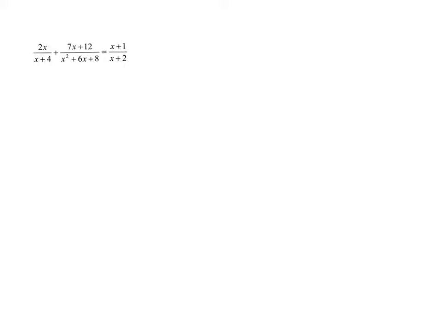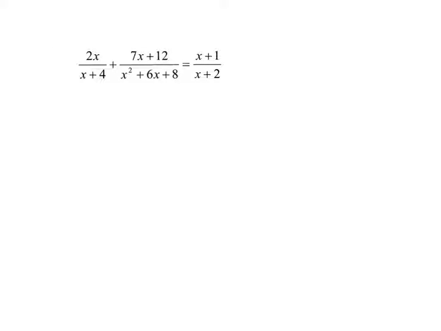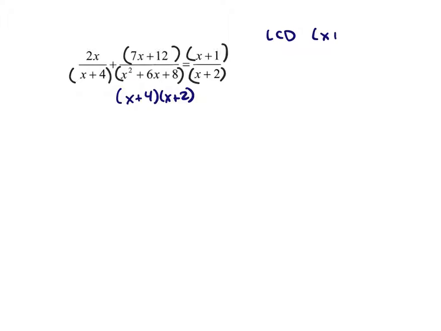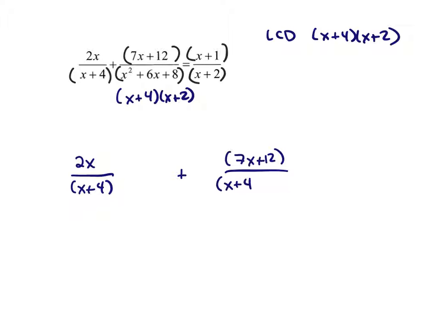Let's look at one more. Same idea here. So if I put these all in parentheses, every binomial, and I'm going to keep doing that. I think that's a good thing. I know this guy factors as x plus 4, x plus 2. That will help me get my LCD of x plus 4, x plus 2. So now I'm going to multiply that to all the terms. 2x, x plus 4, plus 7x plus 12 over x plus 4, x plus 2 equals x plus 1 over x plus 2.